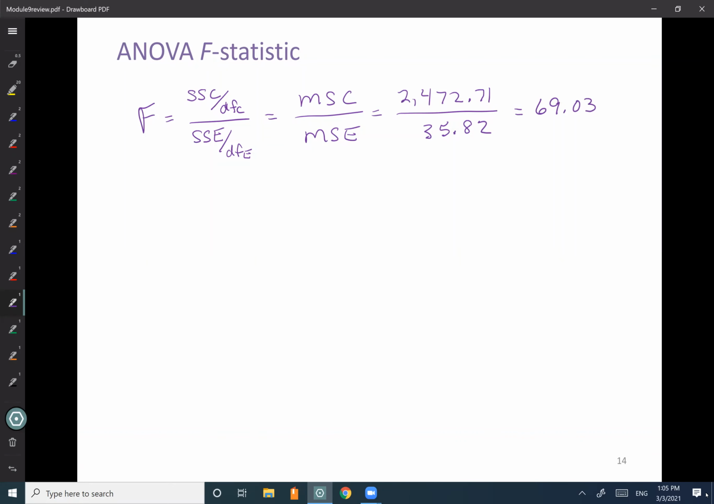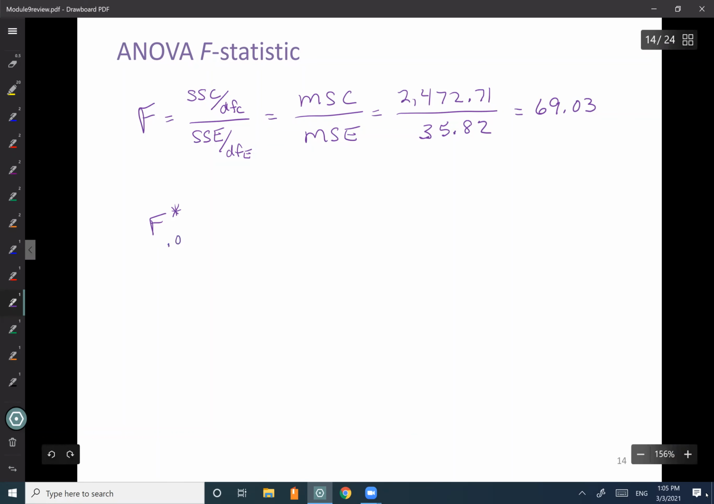The MSC in the numerator is composed of 12,363.57 divided by the degrees of freedom, which is 5. And the MSE in the denominator is calculated by taking the sum of squares for within, which was 6,697.87, divided by the degrees of freedom, 187. So that's how we get that. And we now need the critical value. So that's the observed value for F. We now need the critical value for F from the table.